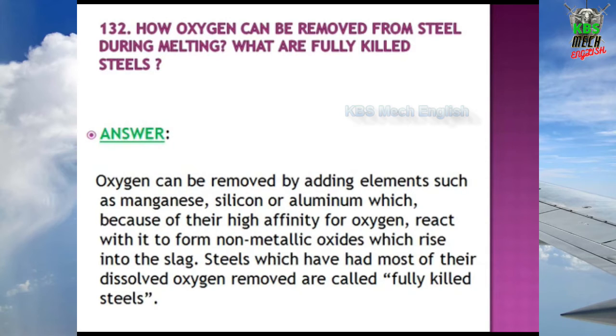Question number 132. How can oxygen be removed from steel during melting? What are fully killed steels? Answer: oxygen can be removed by adding elements such as manganese, silicon, or aluminum, which, because of their high affinity for oxygen, react with it to form non-metallic oxides which rise into the slag. Steels which have had most of their dissolved oxygen removed are called fully killed steels.